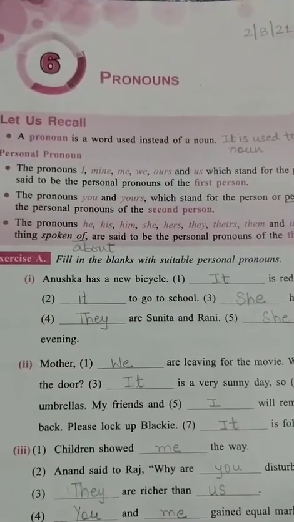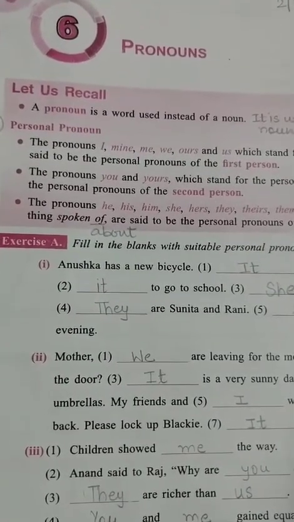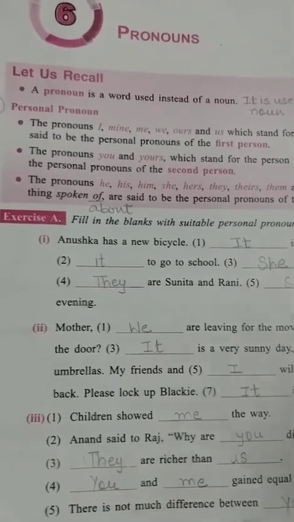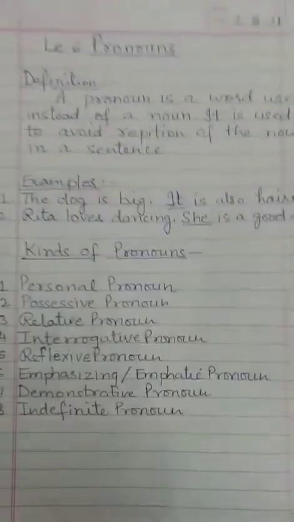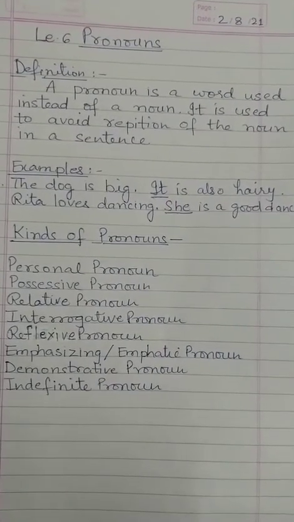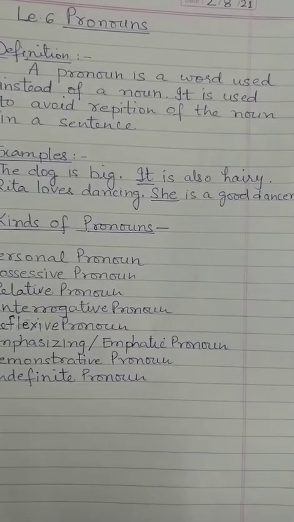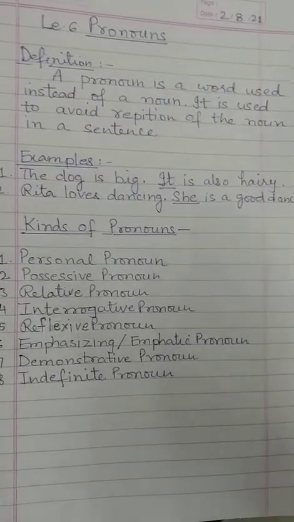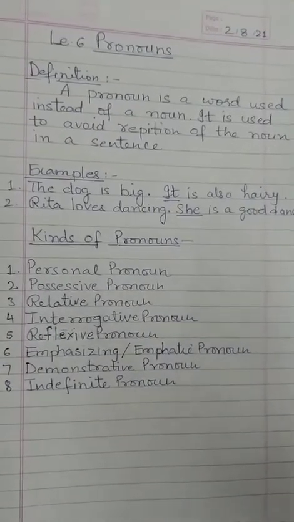Now this is lesson 6 pronoun. A pronoun is a word used instead of a noun. It is used to avoid repetition of noun in a sentence. Okay students, now come to the definition of pronoun. A pronoun is a word used instead of a noun. It is used to avoid repetition of the noun in a sentence. Means sentence में बार बार noun को repeat करने की जगह pronoun word का use किया जाता है. Clear? Now come to the examples.